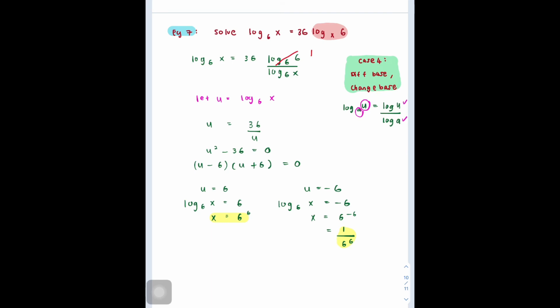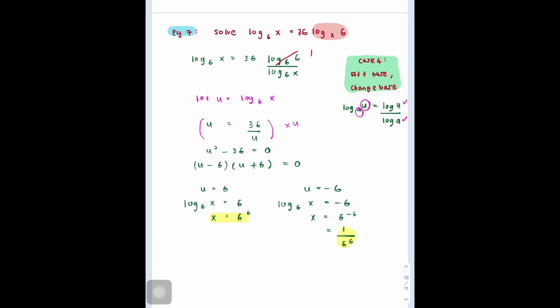And then how to solve this one? Just multiply everything with u. So you have u squared minus 36 is equal to 0. So this is quadratic. Just factor: (u minus 6)(u plus 6) is equal to 0. So your u is 6, another u is negative 6. And then substitute back, your u just now is log base 6 of x equal to 6. So x here will be 6 to the power of 6. And then another one, log base 6 of x equal to negative 6. X here is 6 to the power of negative 6, or you can write in the form of 1 over 6 to the power of 6.